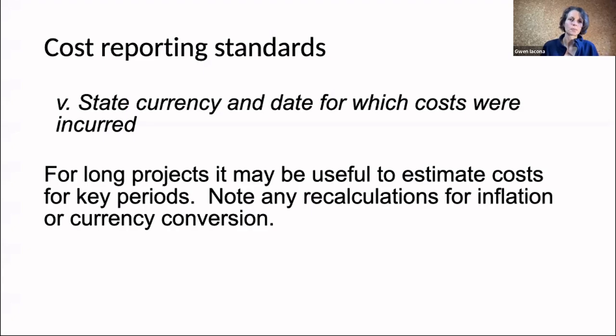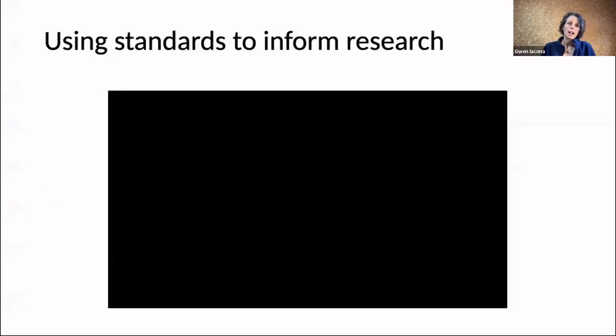of inflation and things. Okay, so I just wanted to summarize these 5 standards again. Essentially, what we were trying to do here was to just lay out the most basic recommendations for the sort of lowest level of information that should be included in reported costs in papers and reports. So I have another video now of somebody who has been working to use these standards in their research.